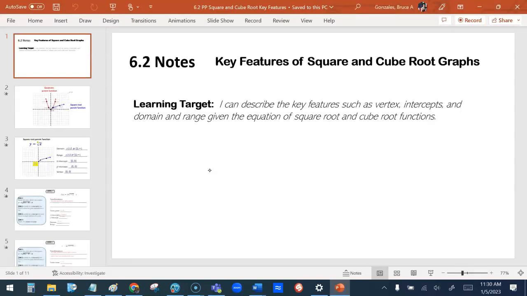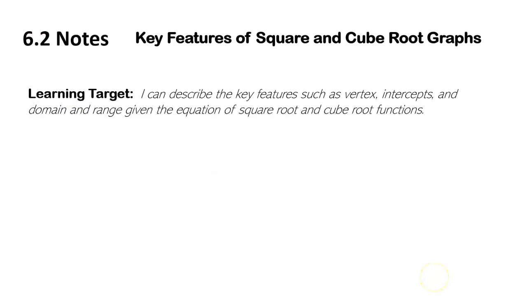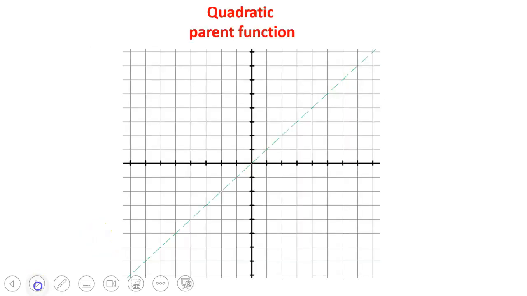Here we go. So, again, I need everyone to stay focused. So, phones away, headphones out of our ears, please stay focused. 6.2 notes. We're going to talk about key features of square root and cube root graphs. So, this part is not on your sheet, okay? So just look up here. I showed you this on the last notes, okay?